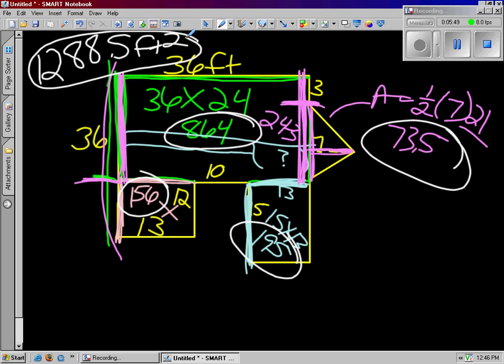And that's all there is to area. You see this weird looking shape, split it into things you know, and then add them all back together. And that's it.